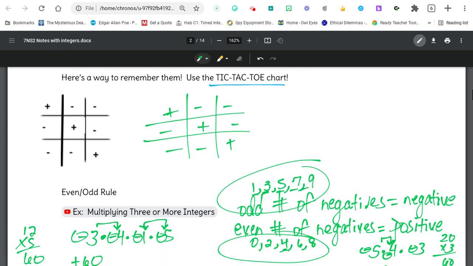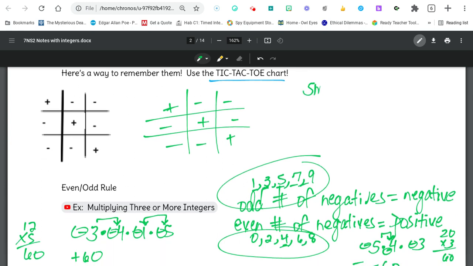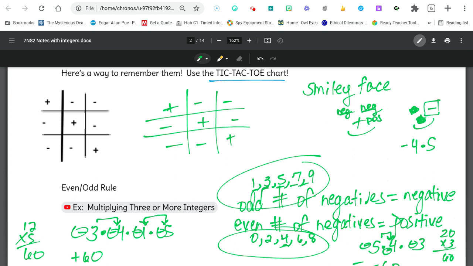I'm also going to show you something called the smiley face, which is probably what I use a lot. These two are my negatives, and this nose is my positive. So if you use the smiley face, and I had negative 4 times 5, 4 is negative, I could cross out a negative. 5 is positive, I can cross out a positive. And whatever is left is the sign of your answer, so it's negative 20.